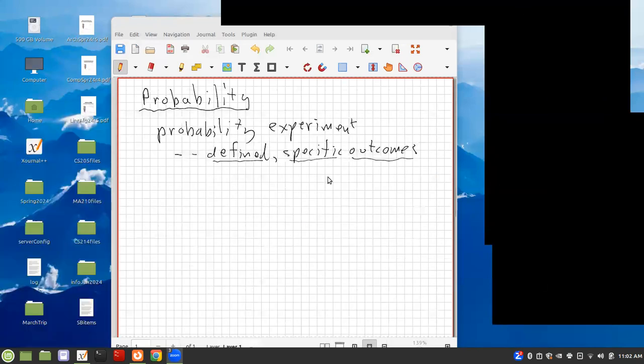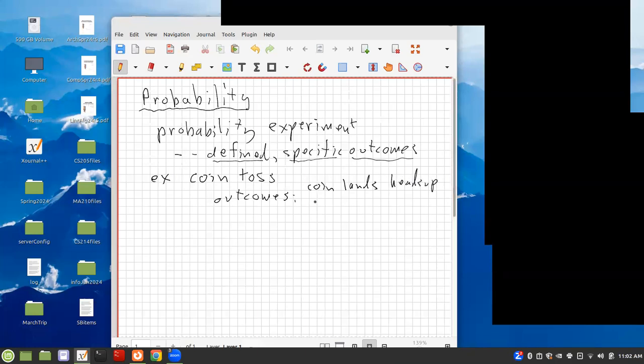Okay. So a probability experiment is something with defined outcomes. For example, a coin toss, in which the outcomes are the coin lands heads up, or the coin lands tails up, in the usual convention. So we give names to the outcomes. Like here, we'll say H and T for heads and tails.